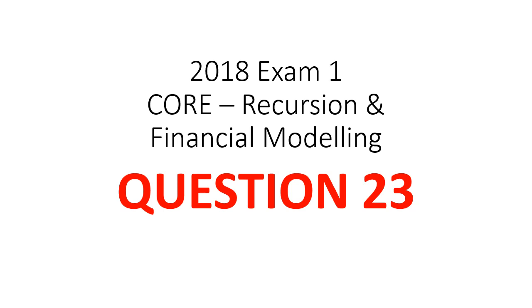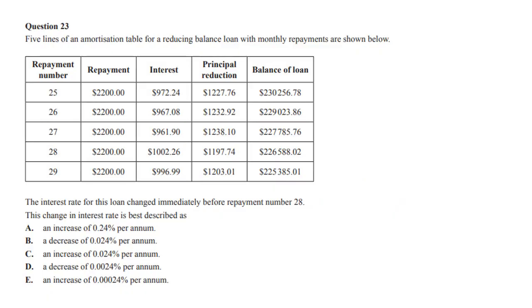2018 Exam 1 Core Recursion and Financial Modeling, question 23. Okay, amortization tables. Make sure you know all the different connections between repayments and interest and principal reduction and balance of loan. Play around with lots of those questions, and so you know all the connections, you can fill in all the blanks.